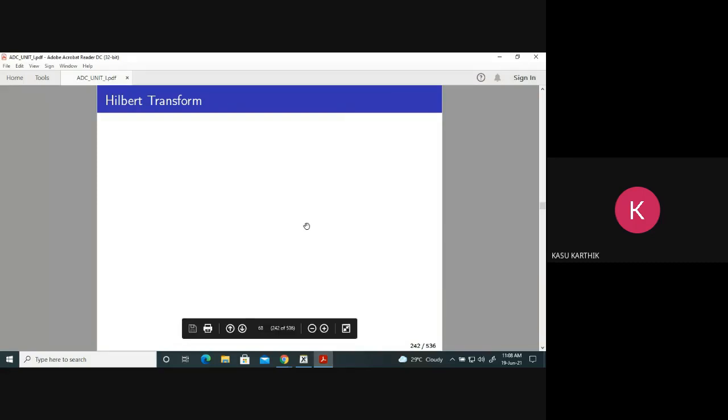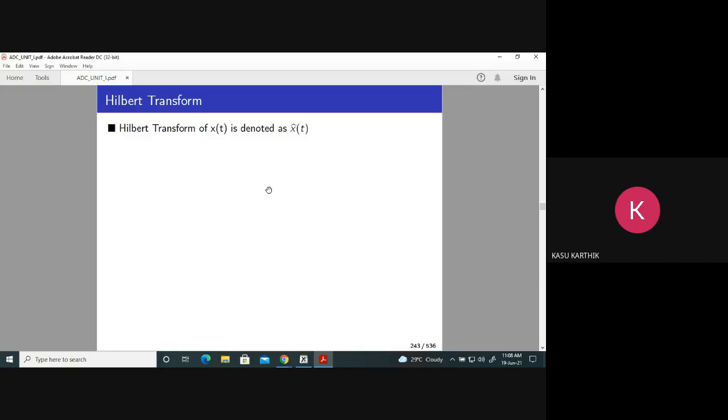Now, you might know the Fourier transform, Laplace transform, and z transform. In the same way, we have one more transform called the Hilbert transform, but it is quite different from them. In what way is it different? Let us see. This is the notation x hat of t.